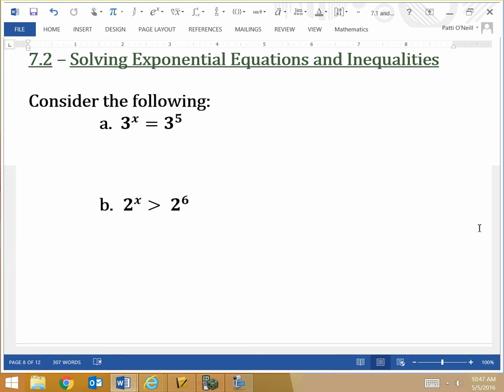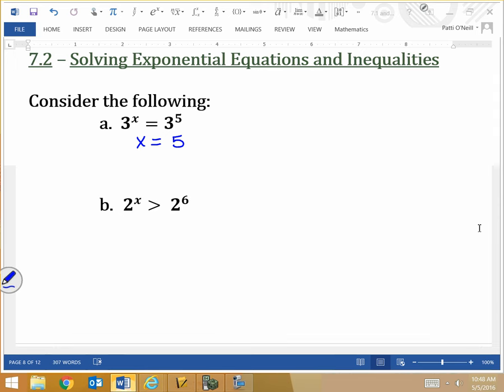The first one says 3 to the x equals 3 to the 5th. And remember, if we're solving an equation, which this is, we need to find the value for the variable that's in the equation. If 3 to the x has to equal 3 to the 5th, hopefully you're all logically thinking that x would be equal to 5 because it would make the left side equal the right side.